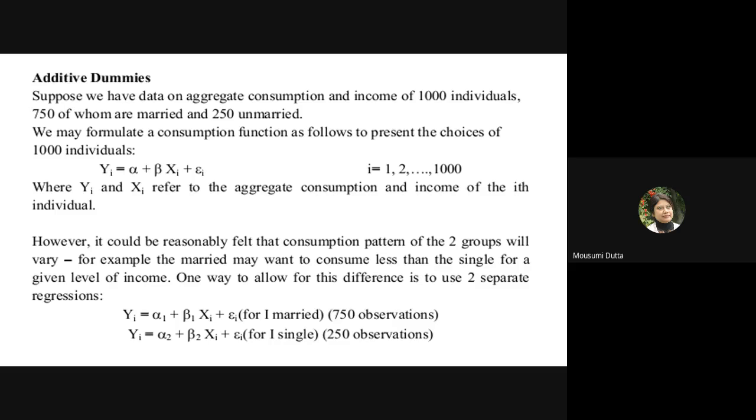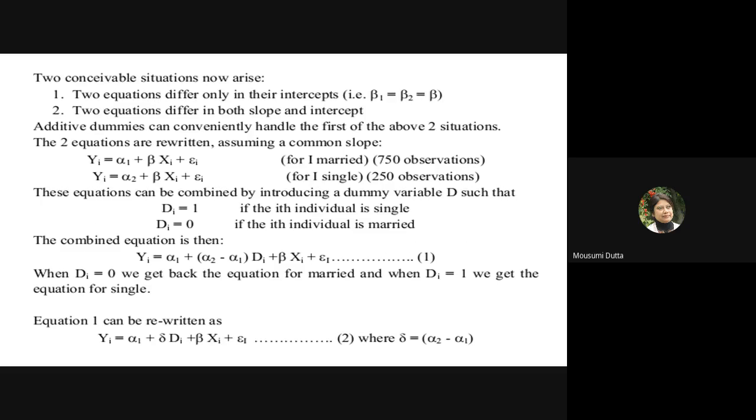One way to allow for this difference is to use two separate regressions. That is, yi is equal to alpha 1 plus beta 1 xi plus epsilon i for, say, the married group, and yi is equal to alpha 2 plus beta 2 xi plus epsilon i for the single group. Two conceivable situations now arise. Number one, the two equations differ only in their intercepts. That is, the marginal propensity to consume is similar across the groups. However, they have different starting points. Number two, the two equations differ in both slope and intercept.